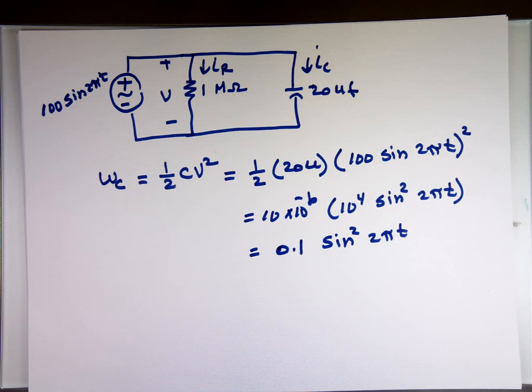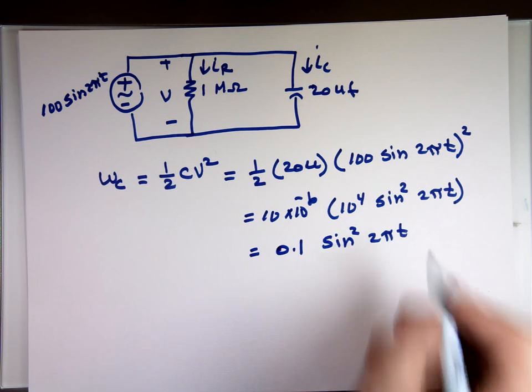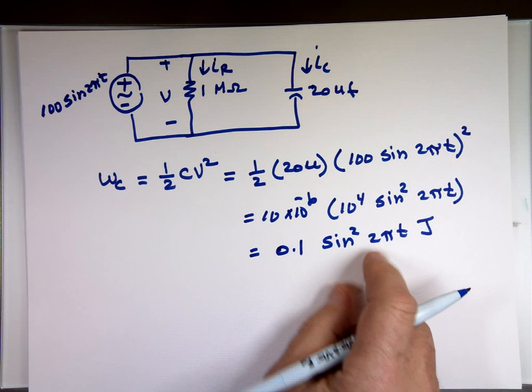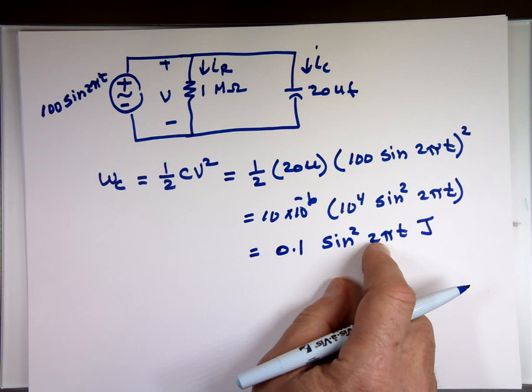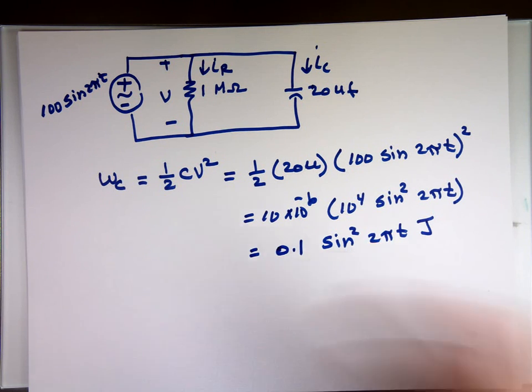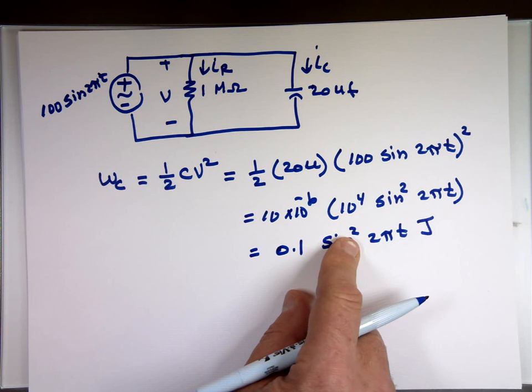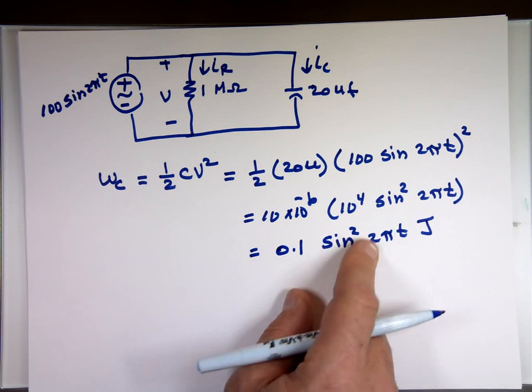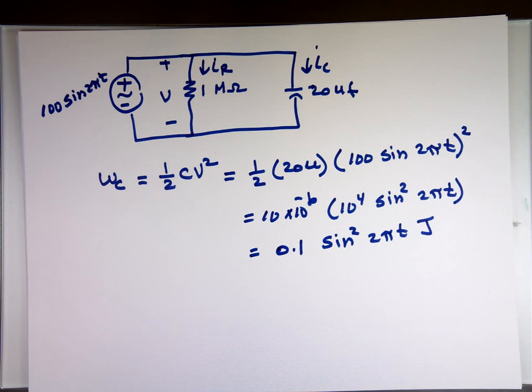If you want to find the maximum value, what is the maximum value a sine can have? Just one, 1 or minus 1. That's maximum and minimum, right? When you square that, the number is 1 times 0.1. So the maximum amount of energy that capacitor is going to have in it at any given time is 0.1 joules. So it's between 0 and 0.1 joules. That's what you're going to have stored there. So that's the first part.